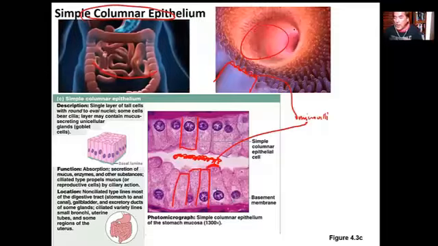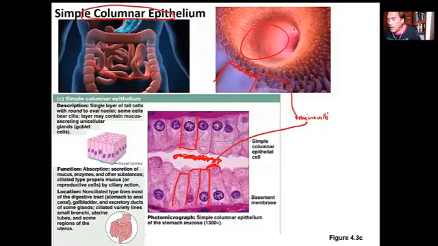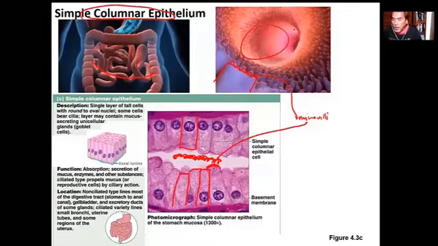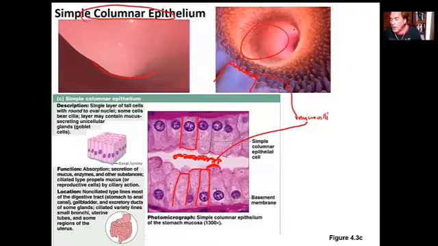How many layers of lining are inside the digestive tract? One layer. That's why I call it simple. What is the shape of the cell inside the lining of the digestive tract? Taller than wide, and I call it columnar. That is simple columnar epithelium.